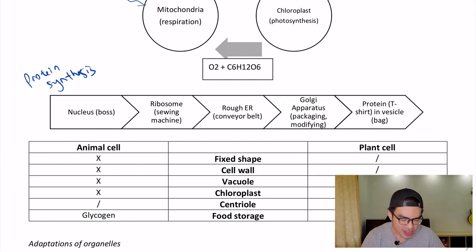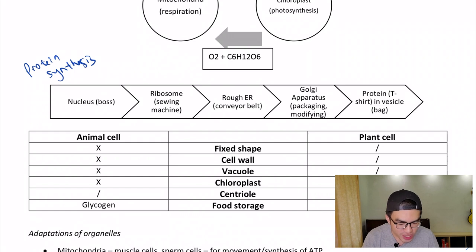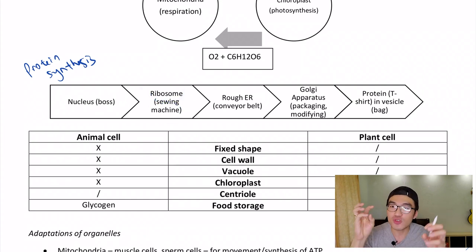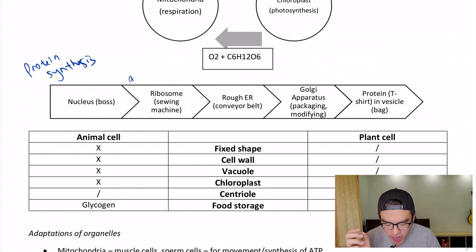What do I mean? Just imagine it this way, protein being your t-shirt. So how do you produce a t-shirt in a factory? First and foremost, you need your boss. That is your nucleus. So the boss will give out instructions, and they'll give it to who? They will give it to the ribosome, or I like to call it the sewing machine. Your ribosome is to combine all the amino acids together. You can think of amino acid sort of like a thread.